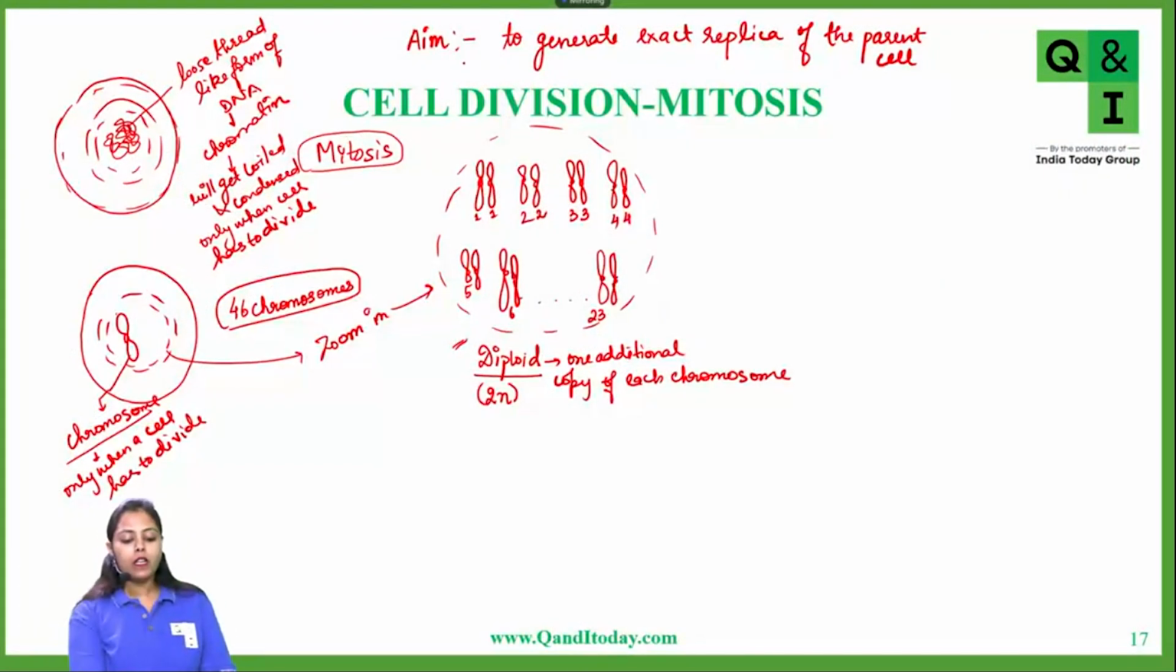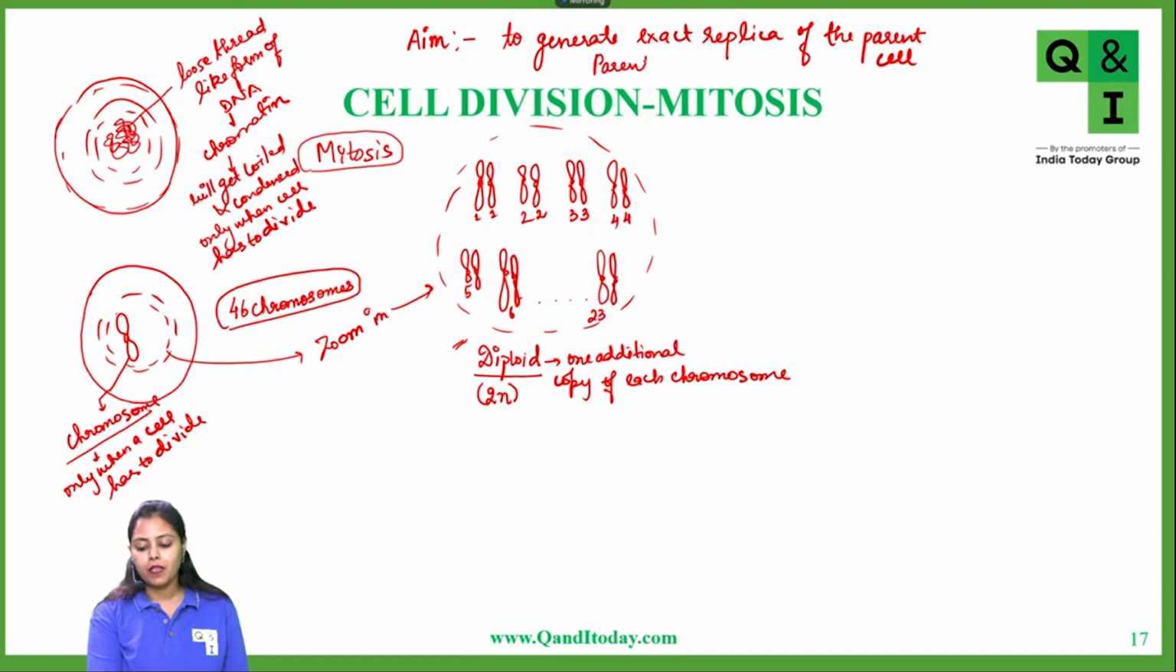First of all, our aim was to generate an exact replica of the parent cell. That means if the parent is 2n, then the two daughter cells produced, the first daughter cell and the second daughter cell, both would again be diploid. Okay, so that's the whole motive, that we have to produce the exact replica. That means if the parent cell is diploid, then the daughter cells would also be diploid.